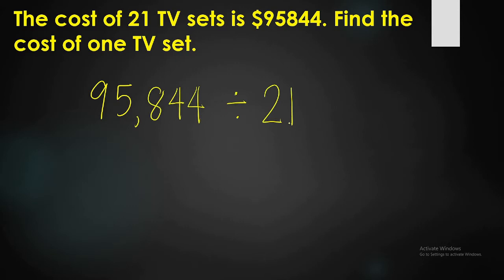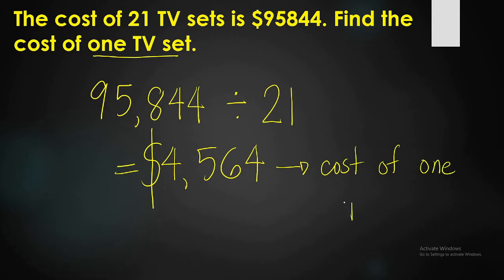Okay, so meaning, this 95,844 is the total for 21 TVs. So I will divide it to get the price of one TV. So how much is 95,844 divided by 21? Yes, May? Do you have the same answer as May? Yes. So this will now be the cost of one TV set. Okay?